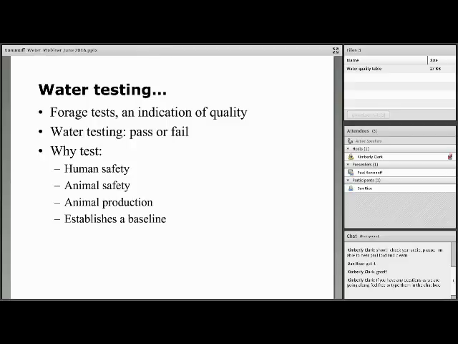Why test it? Usually around every 6 months. Number one, human safety. If humans are on your site consuming water, I certainly would say water should be tested for their purposes. Animal safety, the other thing. There can be dangerous constituents in that water, and so just for your animal safety, it's important to test water, as well as animal production. You may see gentle reductions in animal production based on water quality. And I've already mentioned the importance of establishing a baseline.